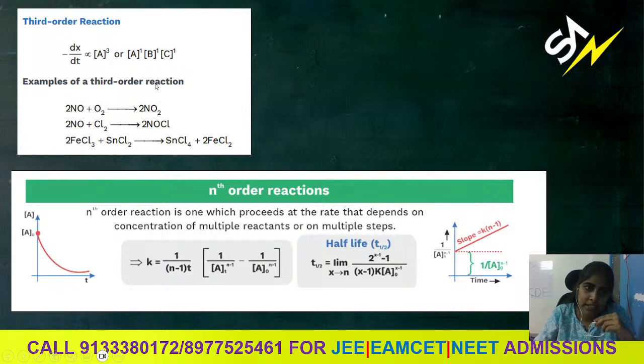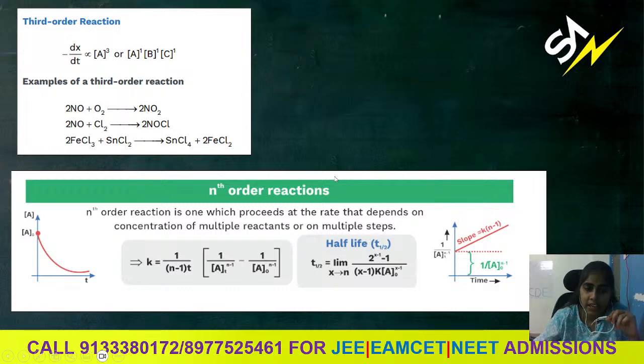So these are the examples of third order reactions, and this 2 moles of NO plus O2 is giving rise to 2 moles of NO2. So this is third order reaction. Here also 2 moles of NO plus Cl2 is giving rise to 2 moles of NOCl. 2 moles of FeCl3 plus SnCl2 is giving rise to SnCl4 plus 2 moles of FeCl2. So this is for third order reaction.